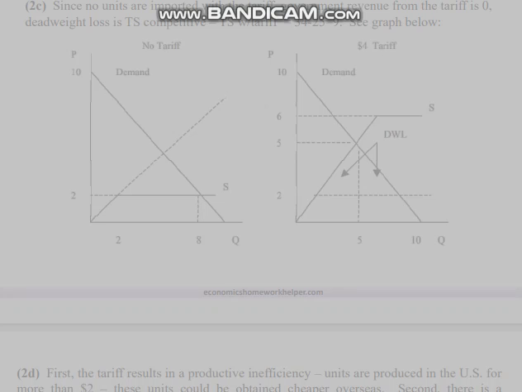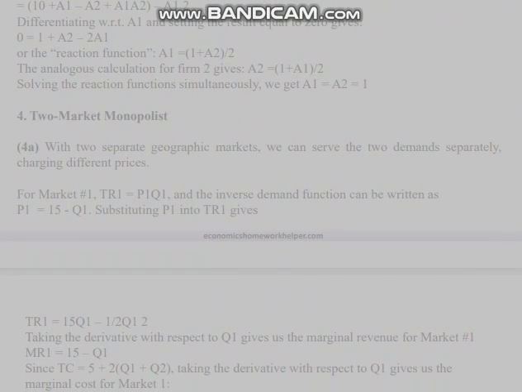3. Advertising. Firms choose advertising levels to maximize profits. Profit for Firm 1 is Profit1 = Q1 × 5 − A1², which equals 10 + A1 + A2 + A1A2 − A1². Differentiating with respect to A1 and setting the result equal to 0 gives 0 = 1 + A2 − 2A1, or the reaction function A1 = (1 + A2)/2. The analogous calculation for Firm 2 gives A2 = (1 + A1)/2. Solving the reaction functions simultaneously, we get A1 equals A2 equals 1.